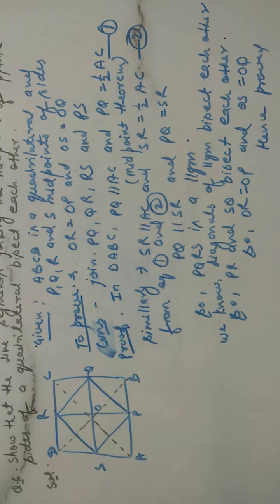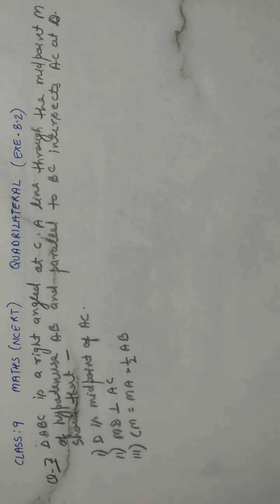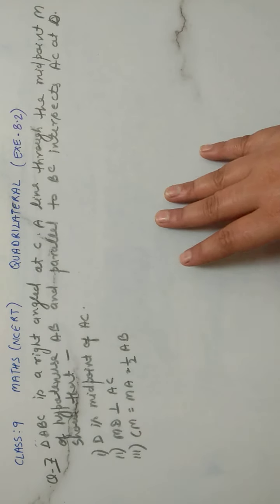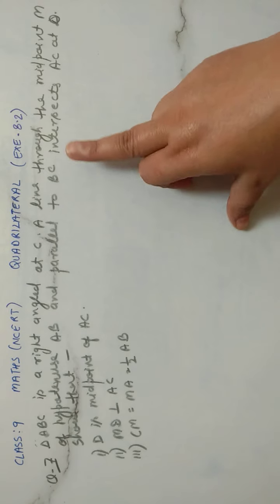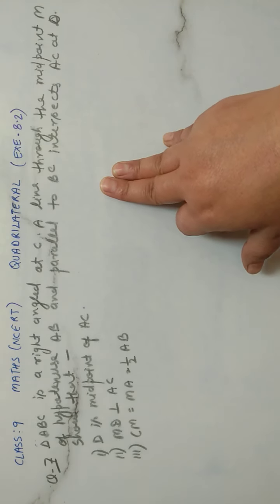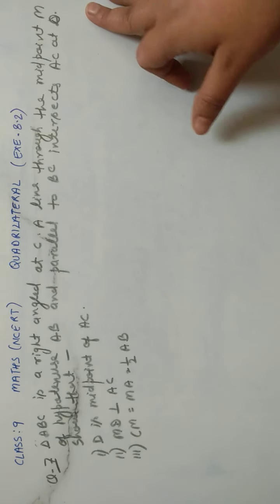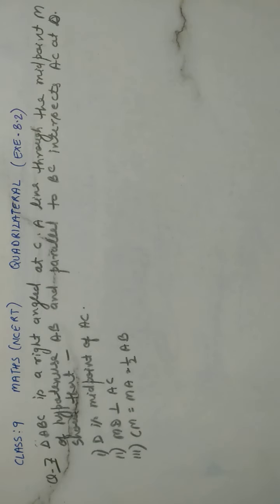Now we will discuss question number 7. Just have a look at what question number 7 is. We have a triangle ABC which is right angled at C, and a line through the midpoint M of hypotenuse AB which is parallel to BC and intersects AC at D. These are the things we need to prove. First of all, see how we will draw the diagram.